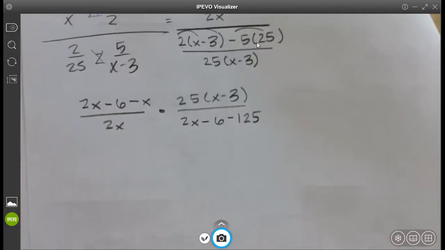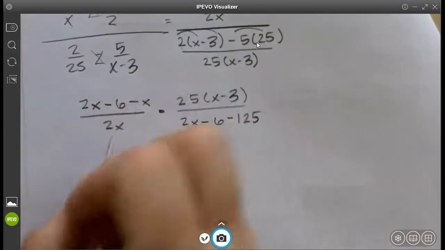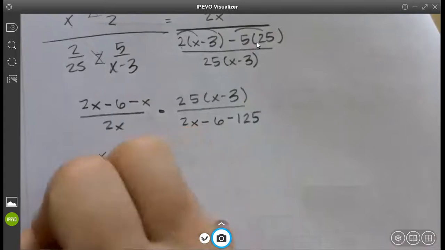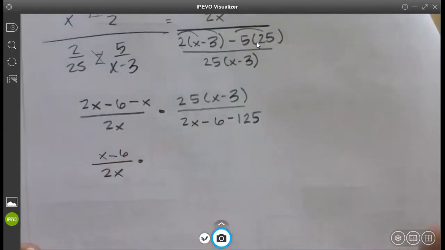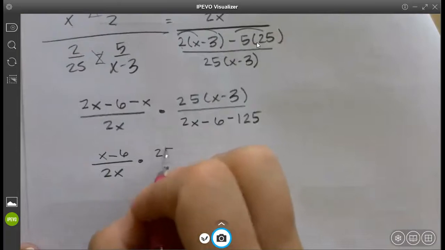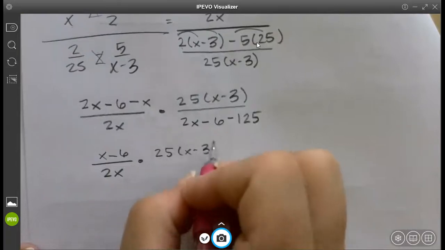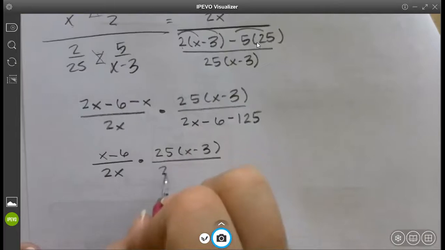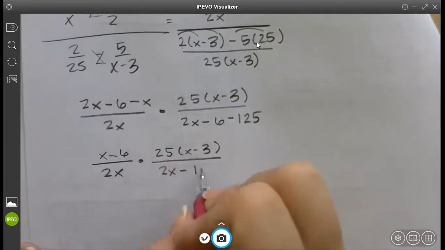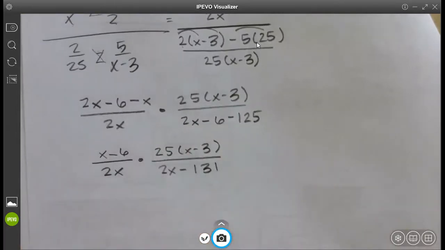Keep cleaning it up and then reduce. 2x minus x is just x minus 6 over 2x. I would leave this as 25 times x minus 3. I would not put it together. And then on the bottom, 2x minus 131.